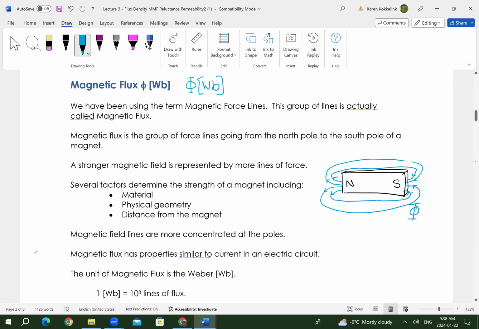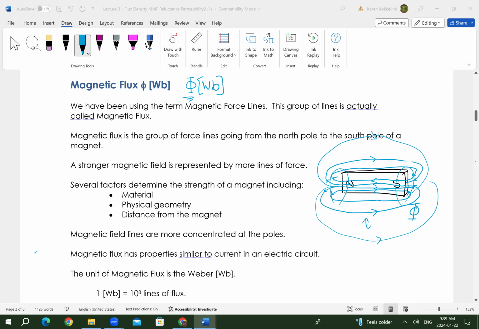They have a direction, always out of north and into south. They are always continuous through the material, and as they continue through the material, they go from south to north. They are always concentrated at the poles, and they are always trying to avoid each other when they're up here in free space and don't have ferromagnetic material to go into. So they tend to repel each other. But these are the magnetic lines of flux that I'm talking about.